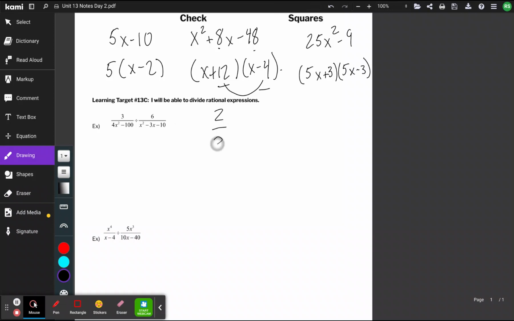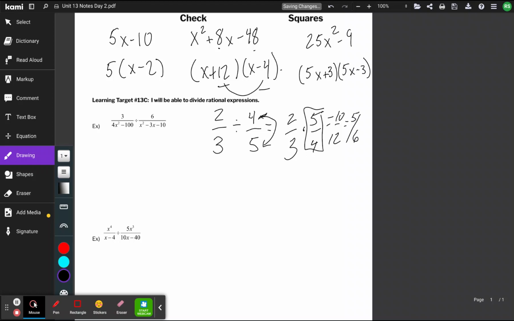So if I ask you guys to do 2 over 3 divided by 4 over 5, remember when we divide fractions, it's really multiplication by the reciprocal. So it's 2/3 times 5/4, which gives us 10 over 12. We always simplify. That becomes 5 over 6. When we divide, it's the same as multiplying by the reciprocal, where we flip the numerator and denominator. The same is going to apply for dividing rationals here. My advice to you would be to factor first.